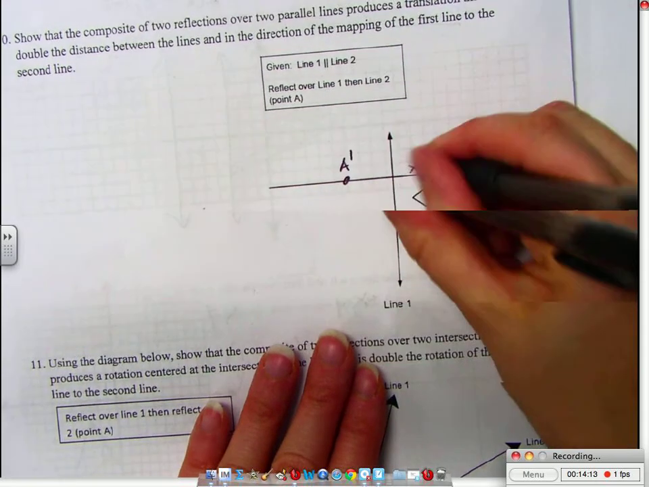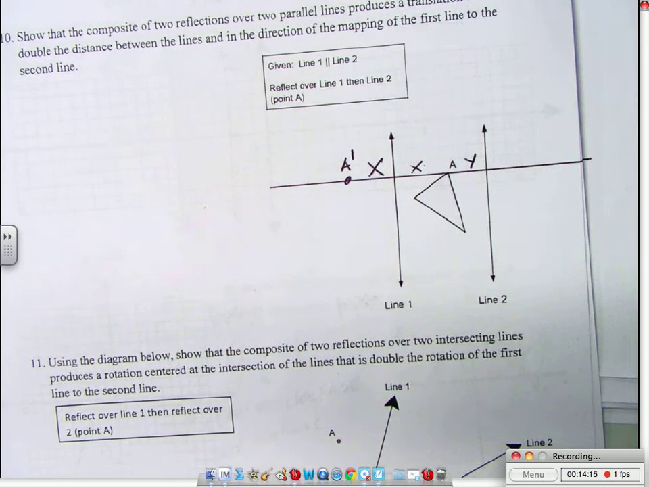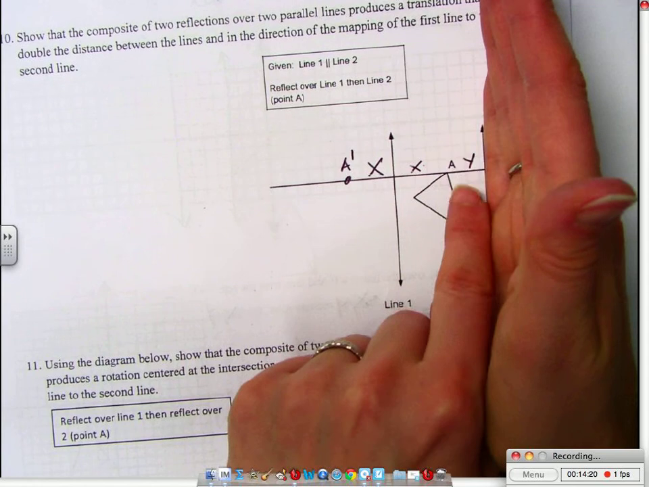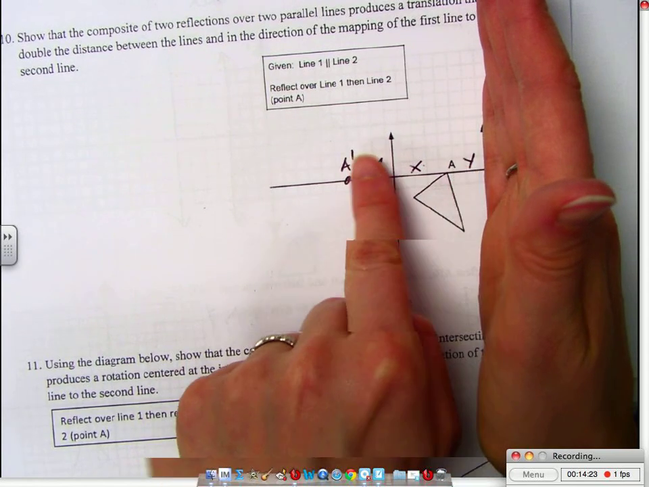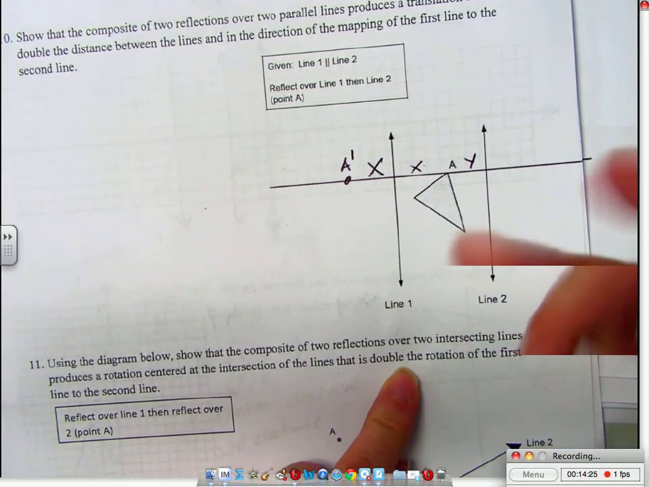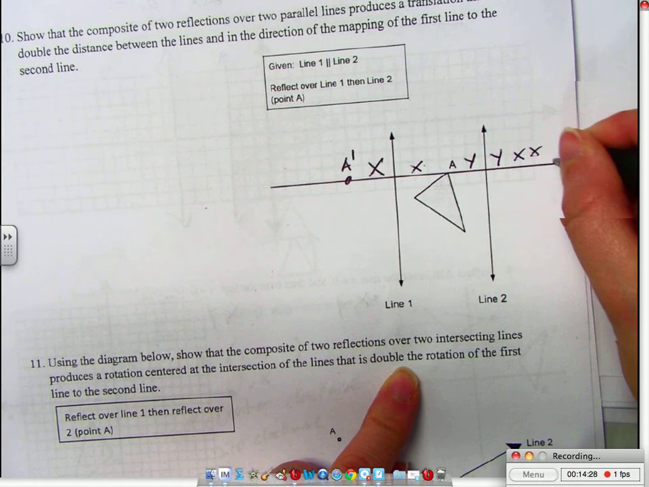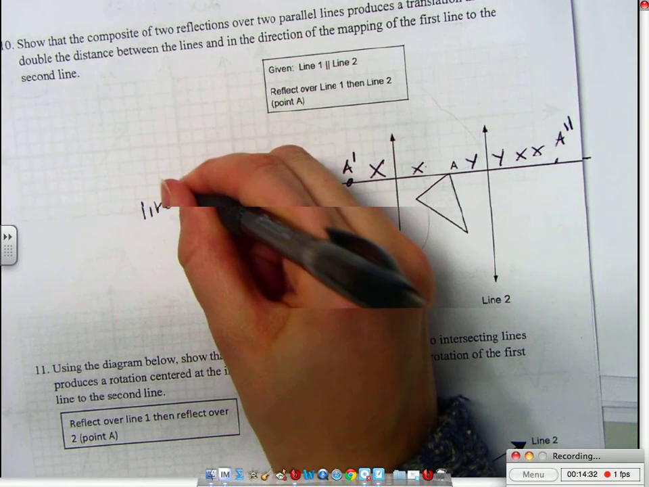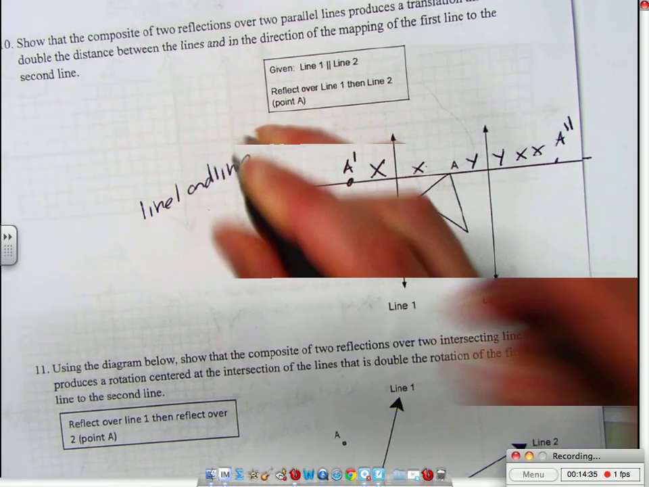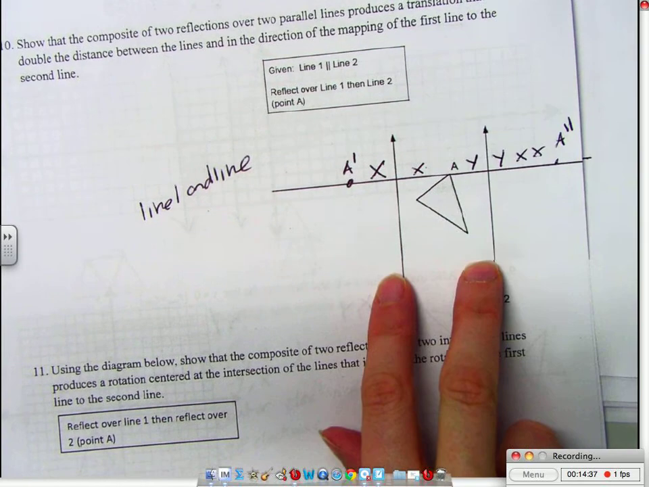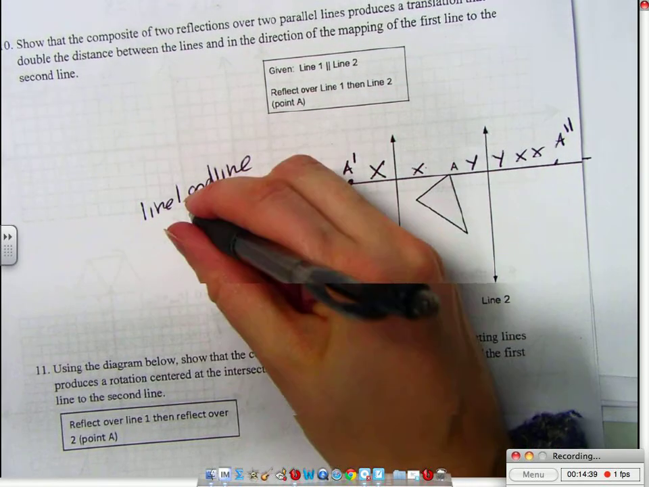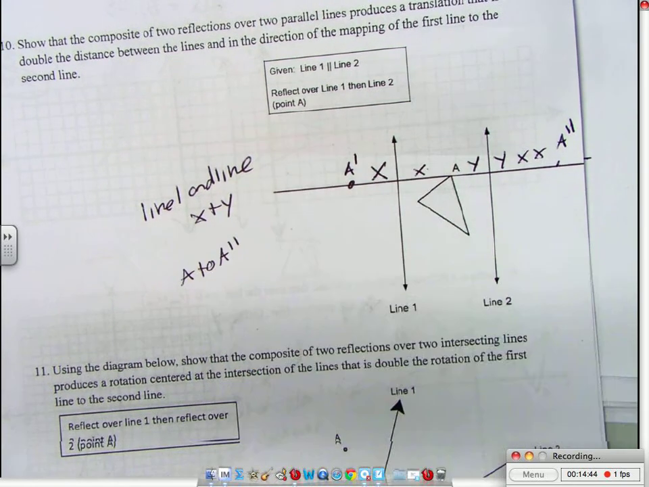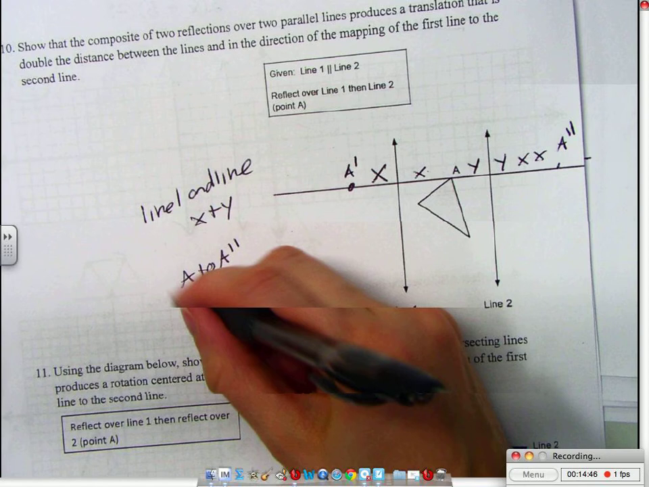Okay, then I want to line it up on line 2. I want to go all the way to A prime, so I've got Y, X, X, A prime. So I'm going to do it the opposite way, Y, X, X, A double prime. So between line 1 and line 2, it's what? What's between line 1 and line 2? X plus Y. What's between A to A double prime? 2y plus 2x or 2x plus 2y. You can write it either way.